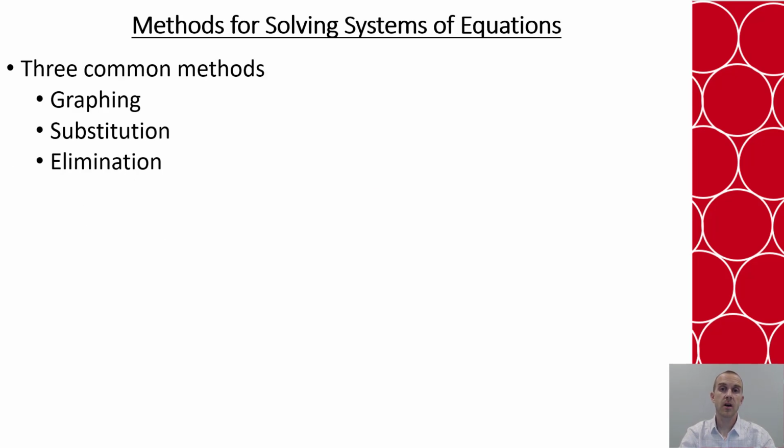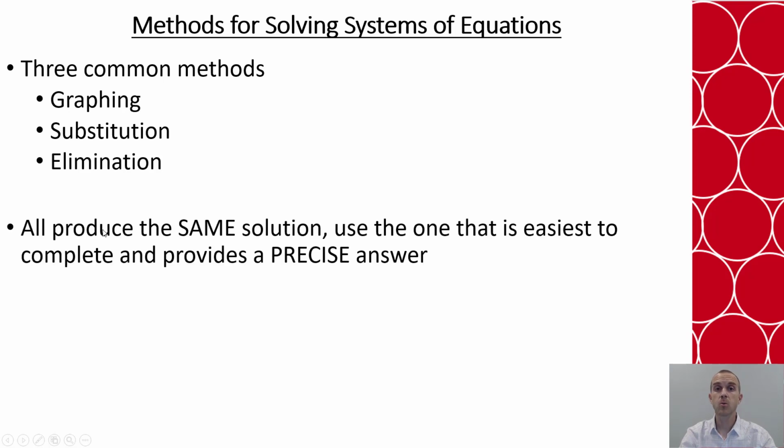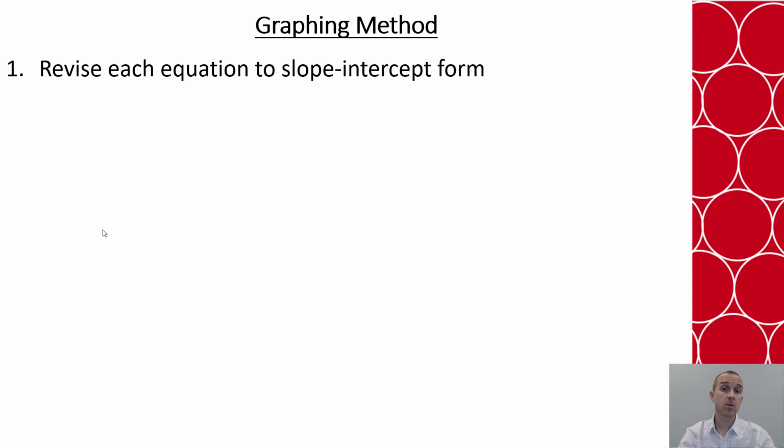Now, to solve our system, we use three different methods. We can use graphing, substitution, or elimination. All three will produce the same solution, but we want to use the one that is easiest for us to use and provides a precise solution. Now let's start with graphing.